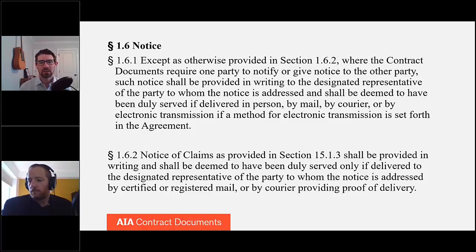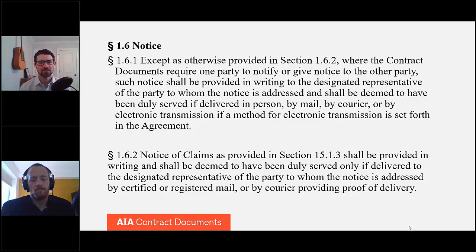As you can see on your screen in front of you, section 1.6 is the notice provision that sets forth how and to whom notice is to be given by the parties to the contract if they are required to give notice. So it's broken down into two sections. It's 1.6.1 and 1.6.2. And I'm going to refer to 1.6.1 here as the sort of regular notice provision. So it's not notices of claims, which are going to be in 1.6.2.